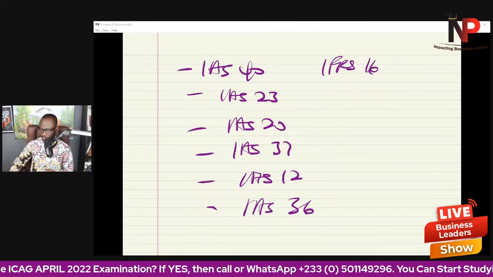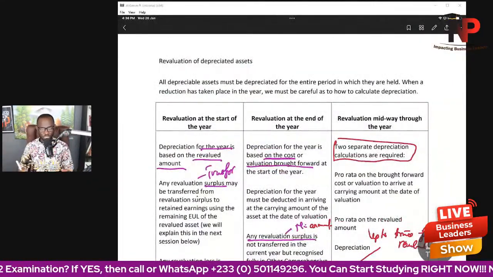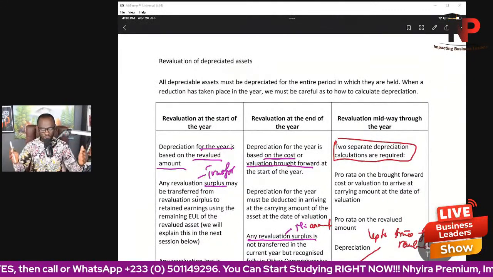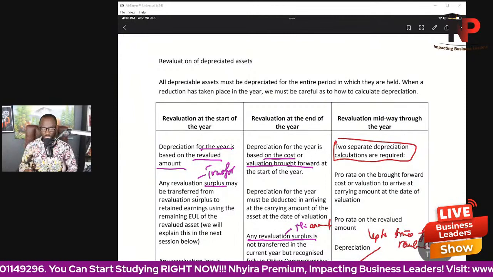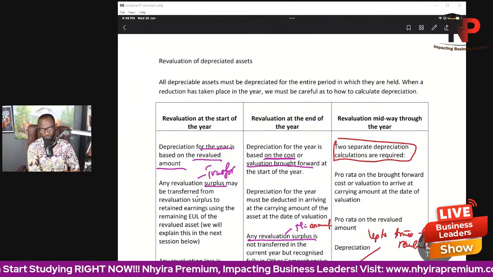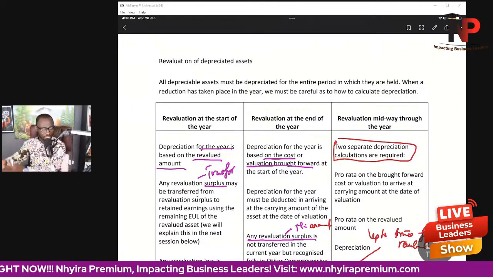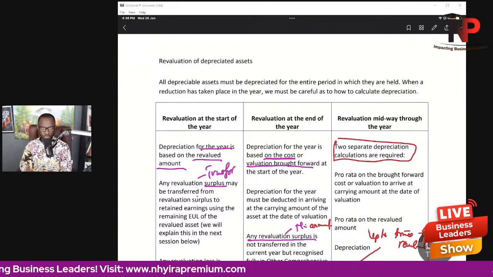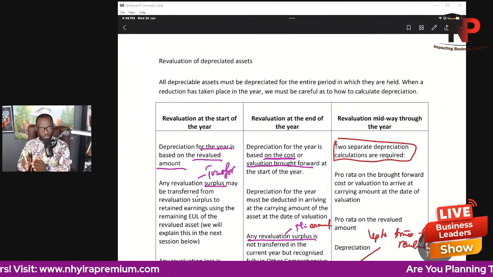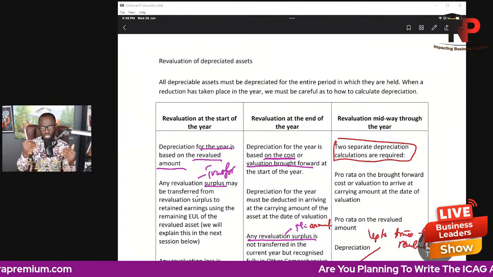So what are we saying? What we are mentioning is that yesterday we shared our thoughts that when it comes to revaluation of assets, three things we must know, because revaluation can be done at the beginning of the year, revaluation can be done at the end of the year, and revaluation can be done midway through the year. Now, it depends on when the revaluation is done and how it should be accounted for.